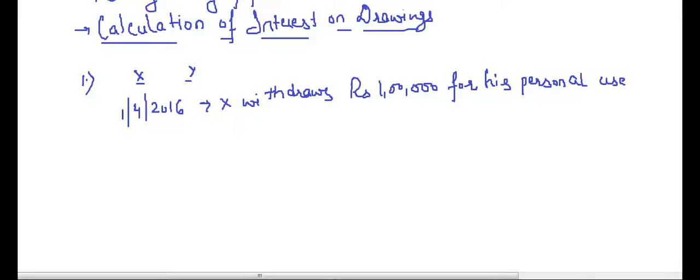Keep writing these examples, because when you reread these topics, these examples are really going to help you. So I'm saying that on 1st of April 2016, on the very first day of the accounting period, which is April to March, X withdraws rupees 1 lakh for his personal use. And we are given the rate of interest on drawings, which is 10%.